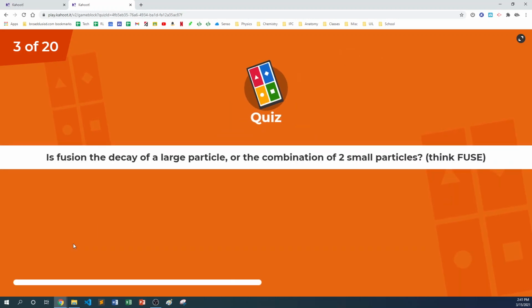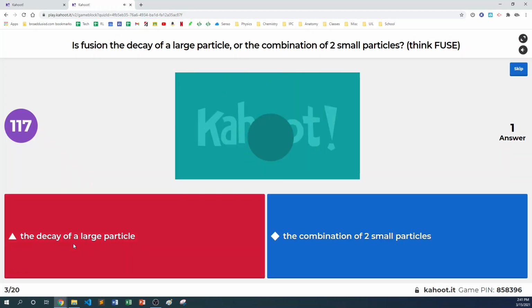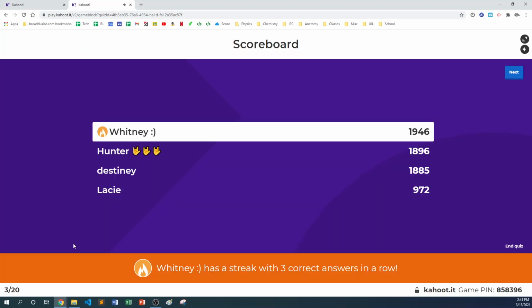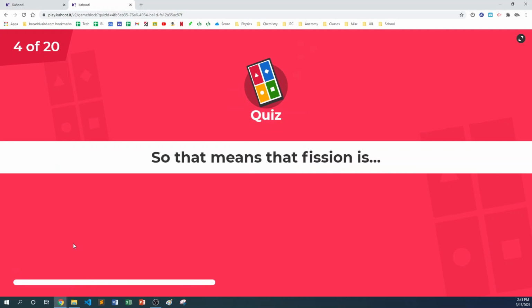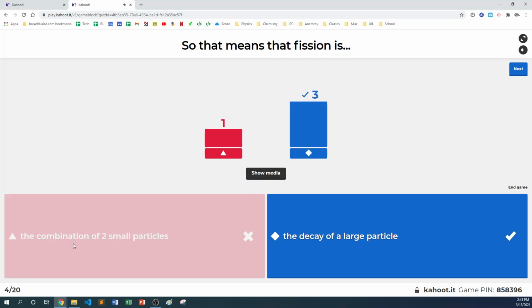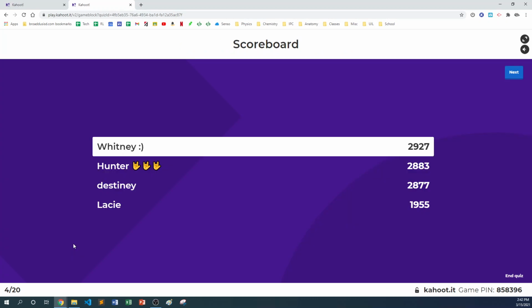Is fusion the decay of large particles or the combination of two small particles? Combination of two small particles. So that means fission is what? I got it wrong. Probably the person who didn't realize the answer switched around. This is why we read.